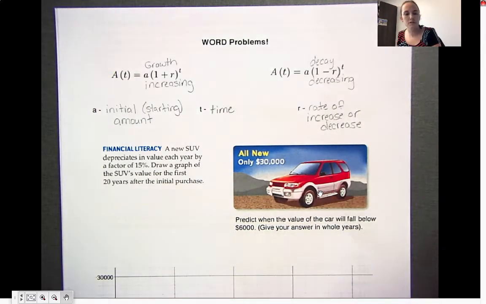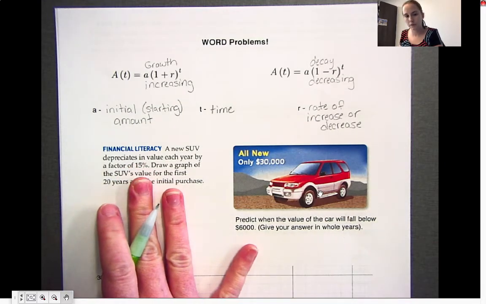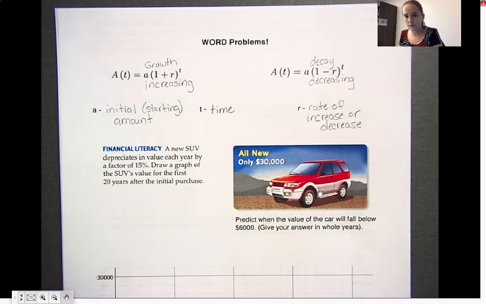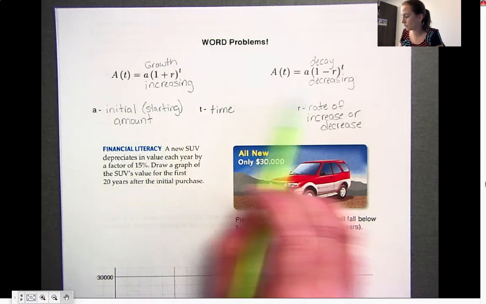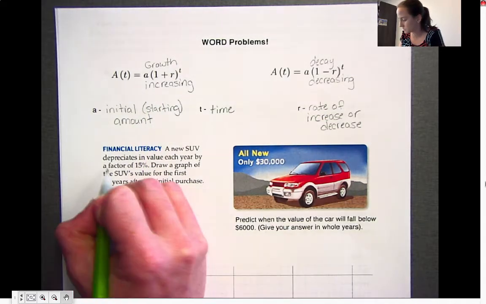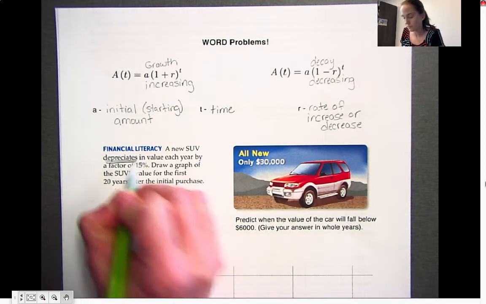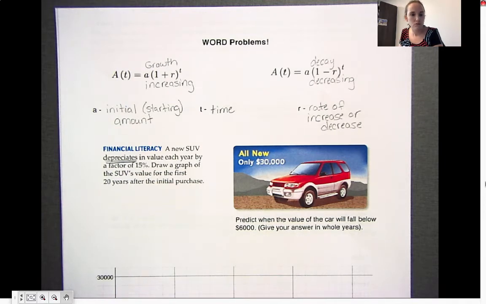All right, so the first thing that we're going to do is we're going to read this problem. It says a new SUV, and it's talking about this SUV over here. A new SUV depreciates in value each year by a factor of 15%. That first sentence tells you whether or not it will be increasing or decreasing because this word right here tells which it is. So that's a clue.